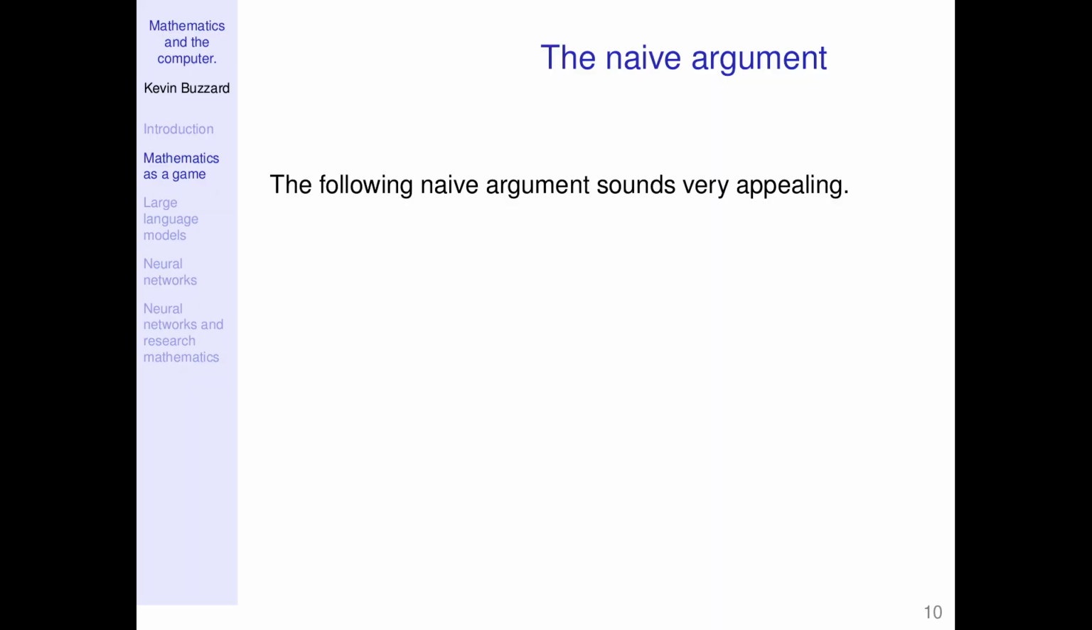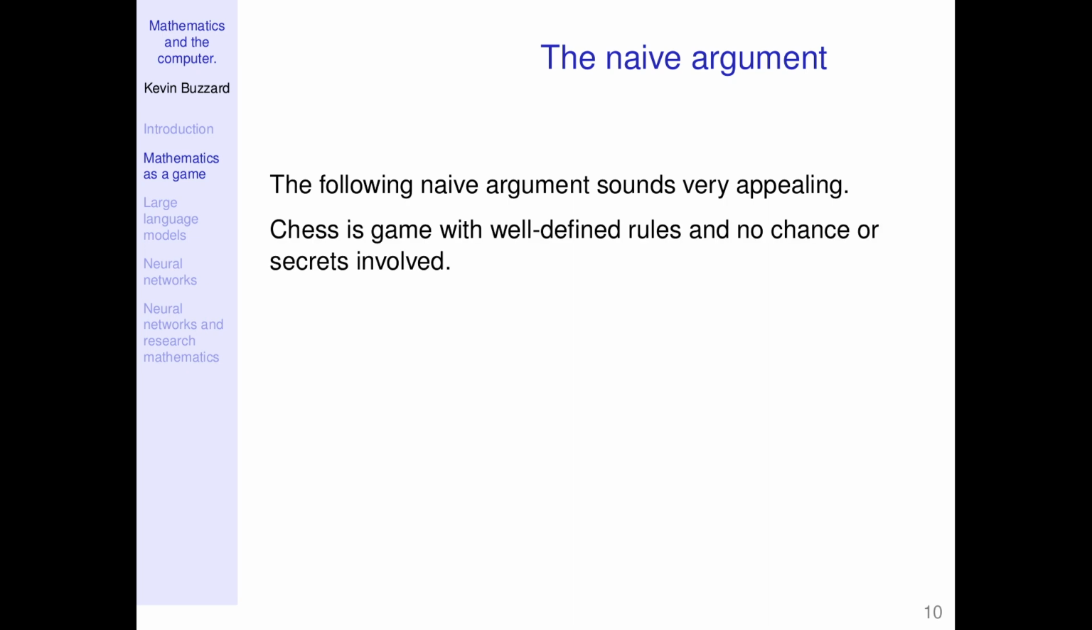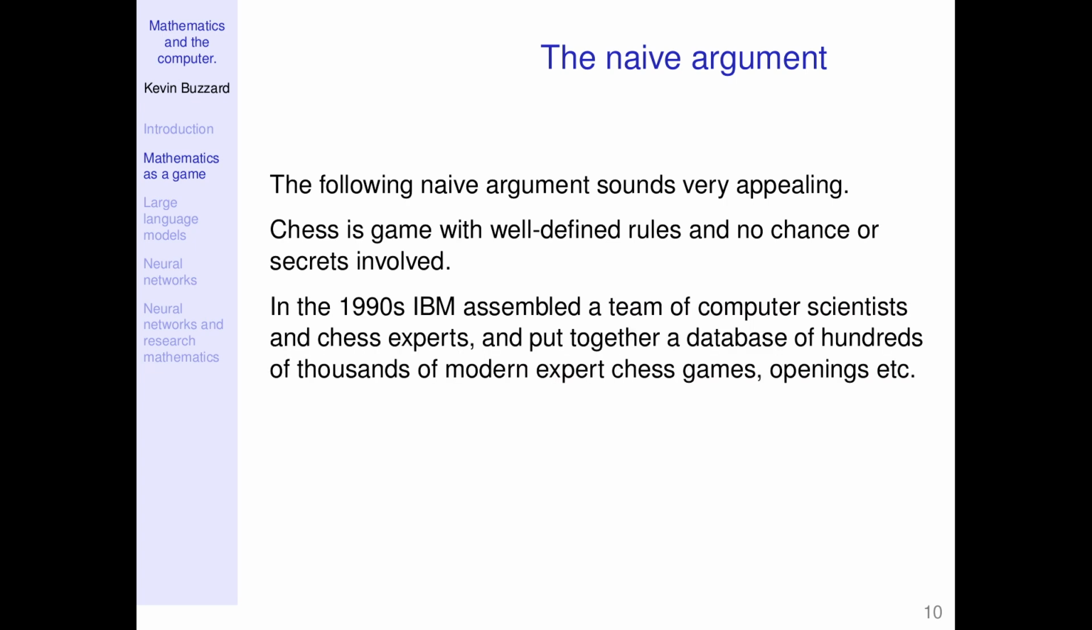So here's a very naive, appealing argument that says that mathematicians are going to be out of a job within the next decade. Here's how it goes. Let's start with chess, because chess is a game that has well-defined rules. You don't hold any secret cards that your opponent can't see, and you don't roll a dice, and there's no element of chance involved. Chess is a perfect knowledge two-player game, and in the 1990s, IBM decided to solve it, and they didn't.